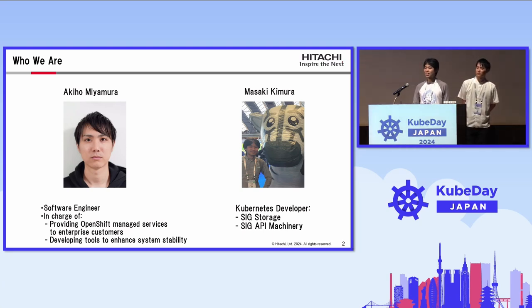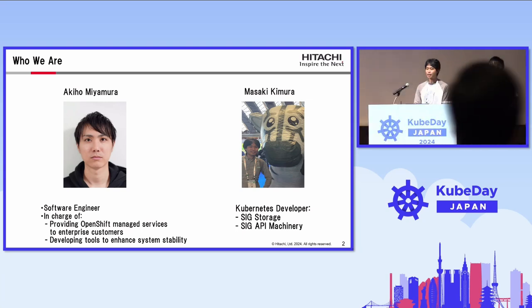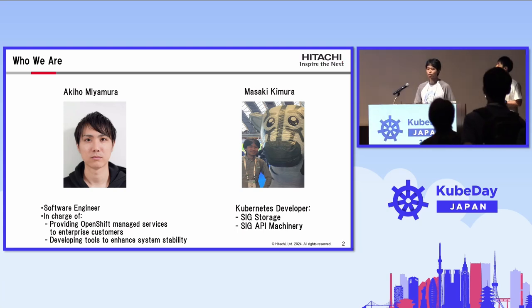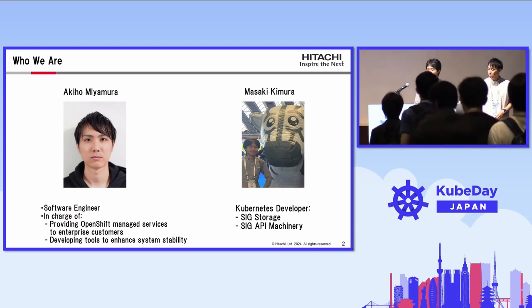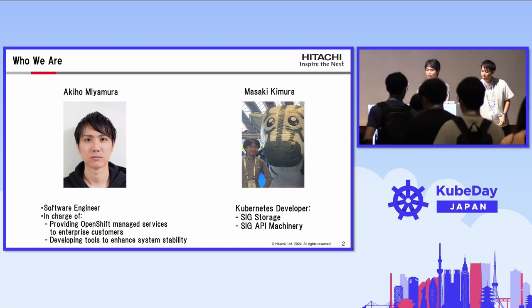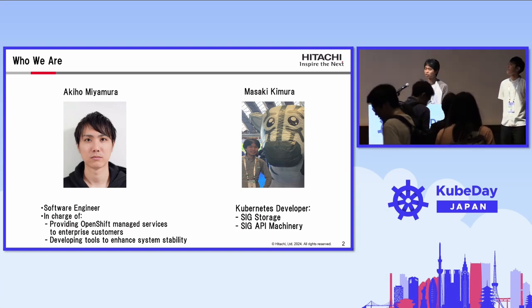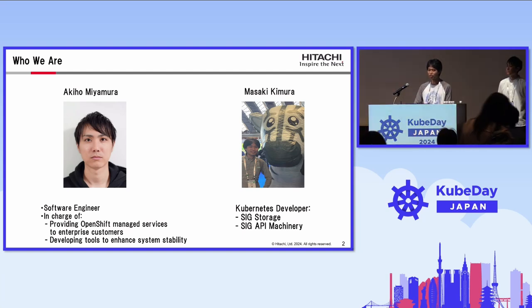My name is Masaki Kimura. I'm a Kubernetes developer, mainly contributing to the Kubernetes community and SIG storage. I worked with SIG storage folks and developed the block volume feature and the cross namespace volume data source feature. For a SIG storage use case, a feature in SIG API machinery was needed. So I've also been contributing to SIG API machinery. This session is about this feature.